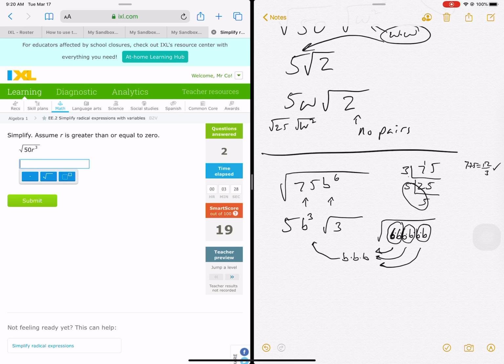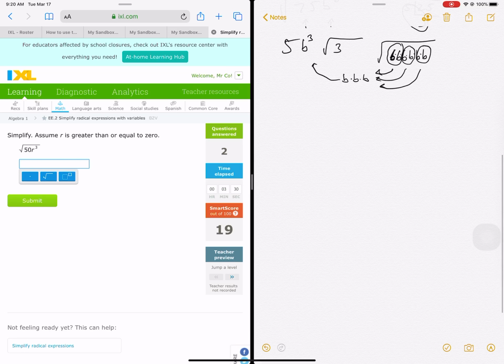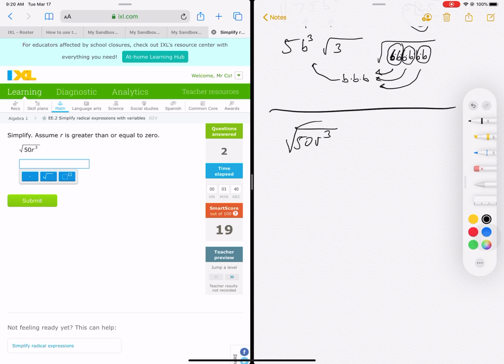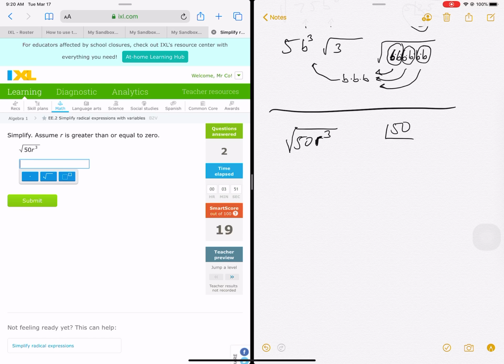So what about this problem here? It's the same idea, very similar to the problem we had before. Square root of 50, r cubed. Sorry, this line is terrible. Okay. Again, we do the numbers first. 50, 2 goes into 50, leaving me 25. 5 and 5. The pair of 5s. That's on the outside. Inside, the 2 has no pair, so we leave him behind. Remember, anytime we don't have a pair, we leave him behind.